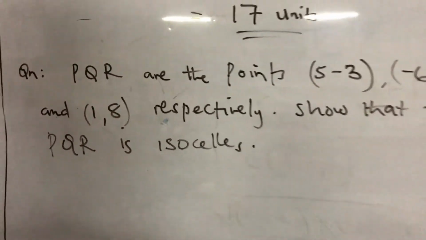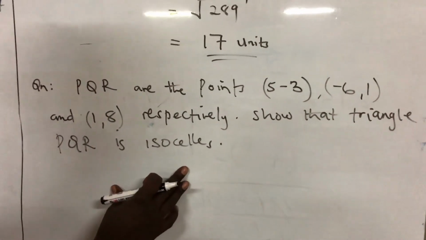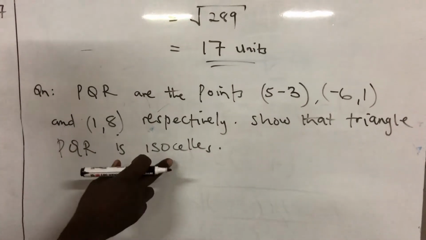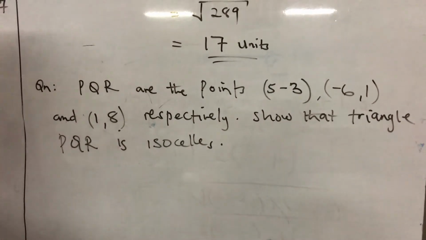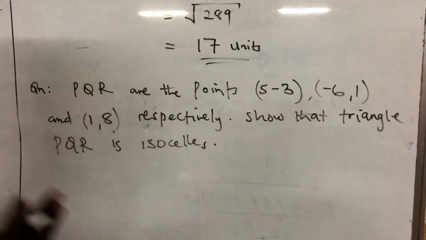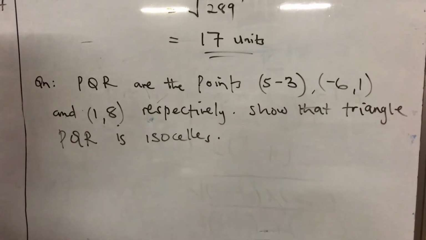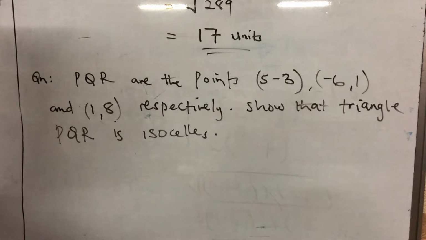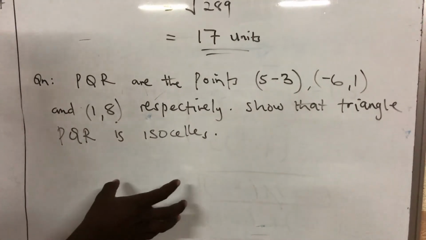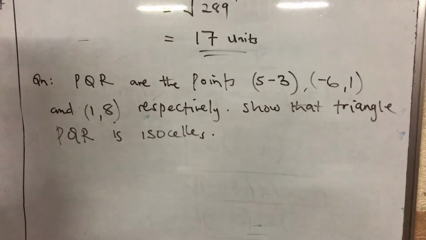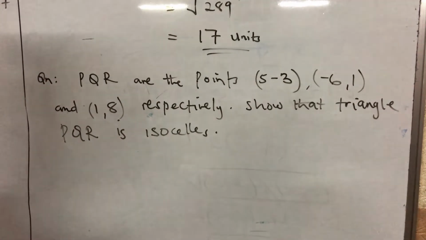By this, I want you to work out this, but to give you a hint, when we say this is an isosceles triangle, what we mean is 2 sides are equal. If all the 3 sides are equal, then it becomes an equilateral triangle. But for this case, 2 sides are equal. So work out the distance between any 2 sides.